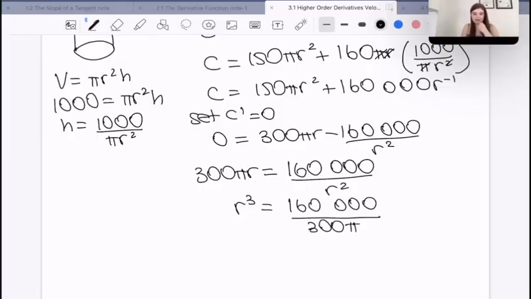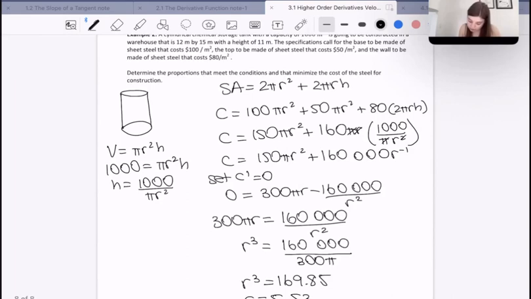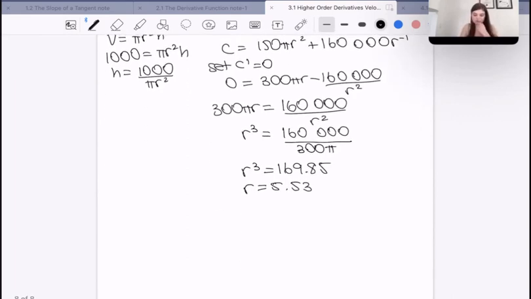So we can just type that in our calculator and then take the cube root, right? So r cubed is going to be 169.85 approximately, meaning r is about 5.53 approximately. Okay? All right. Now, what about h? Because they didn't just ask what is r, they asked what proportions meet the conditions that minimize the cost per construction. So we also must find h as well.